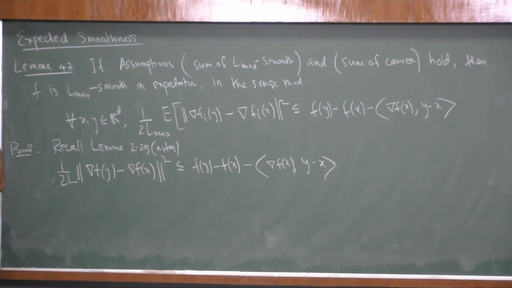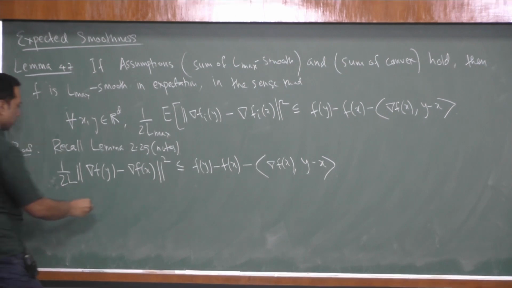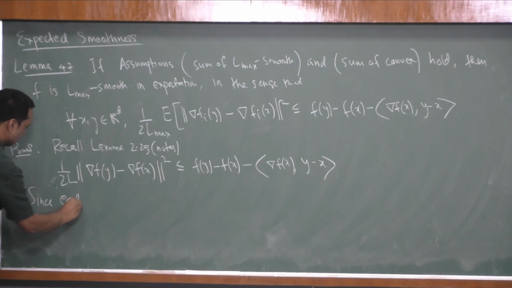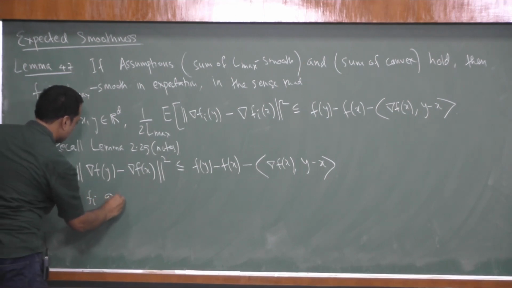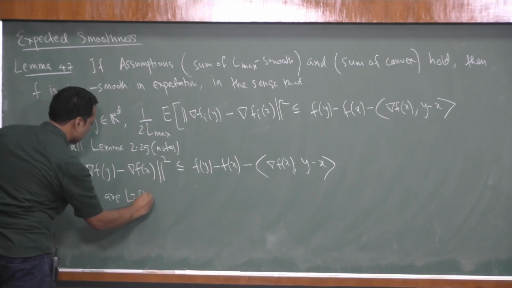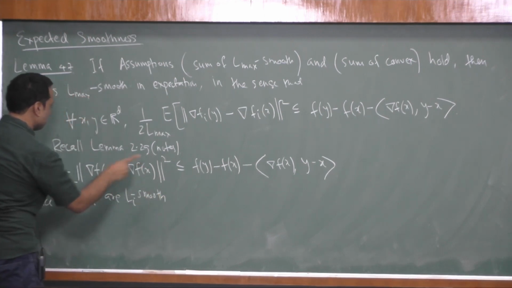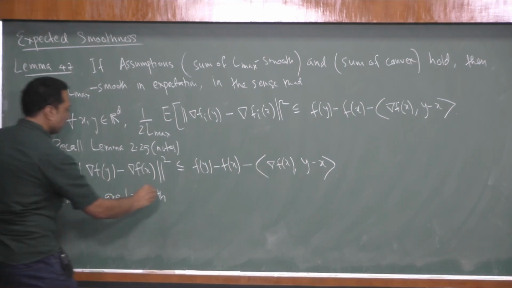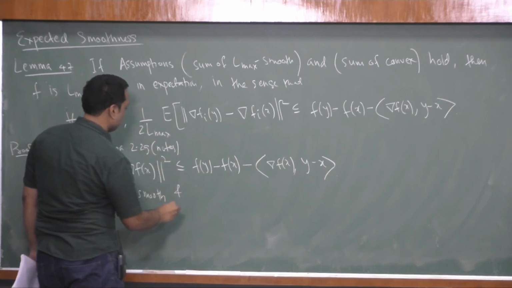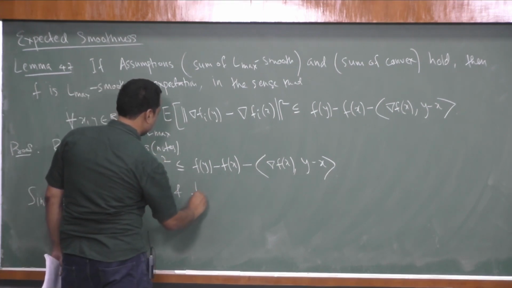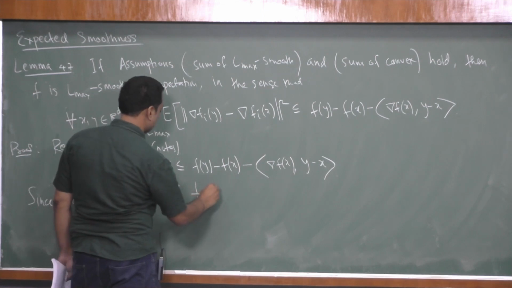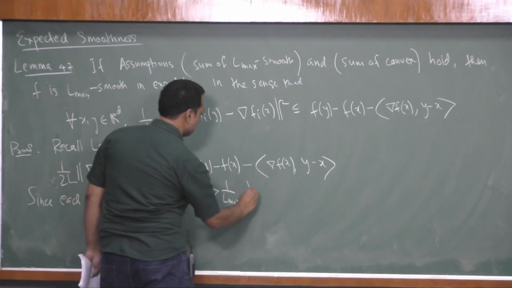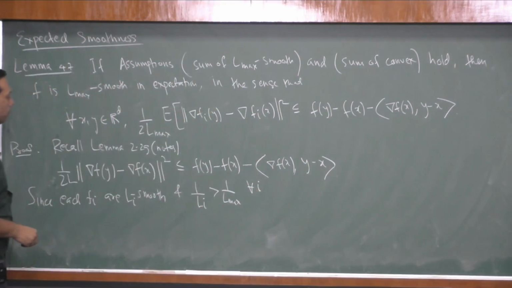Okay, so since each Fi is Li smooth, for each of the Fi this certainly holds. So this implies, and then 1 by Li is greater than 1 by L max for all i, because L max is the maximum of all Li.